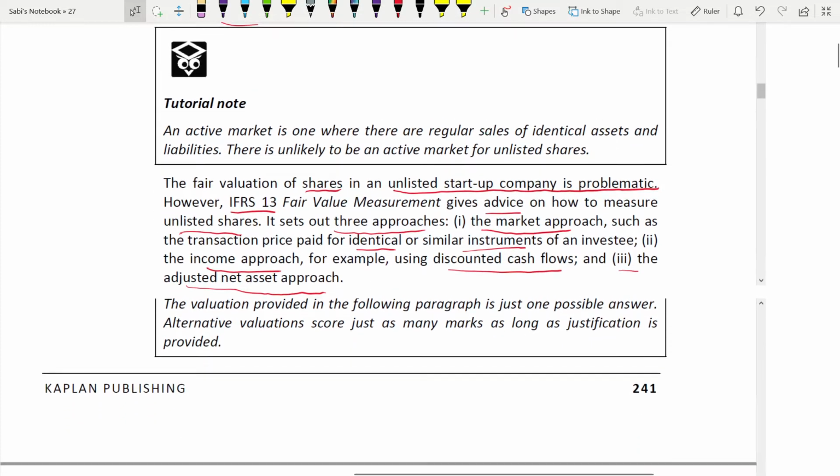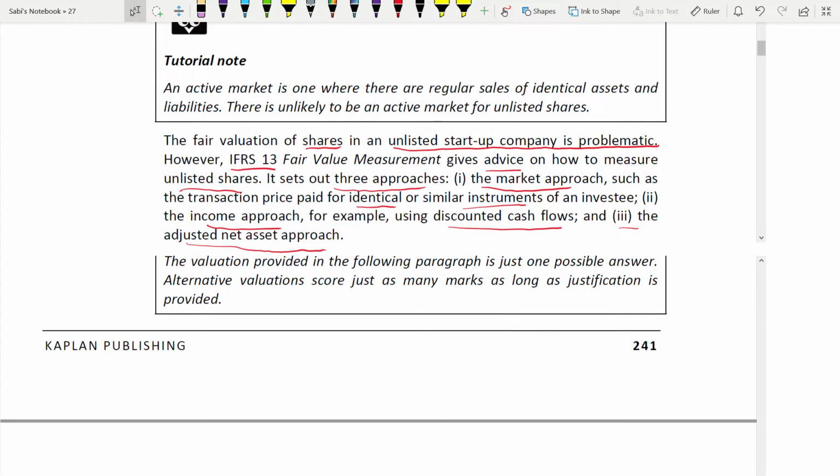Okay. But remember, it should be one of the three. You cannot say it is provided under all the three. You don't have to give the fair value. Only one method you have to use, which is most suitable to the case study. Okay.